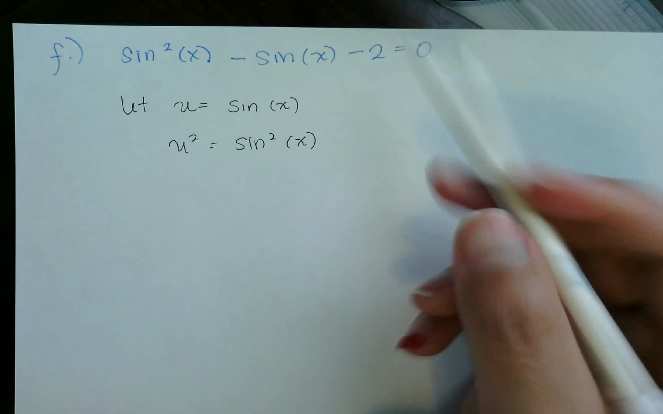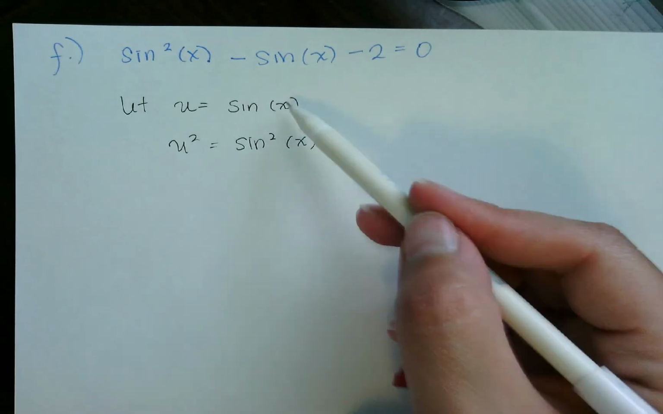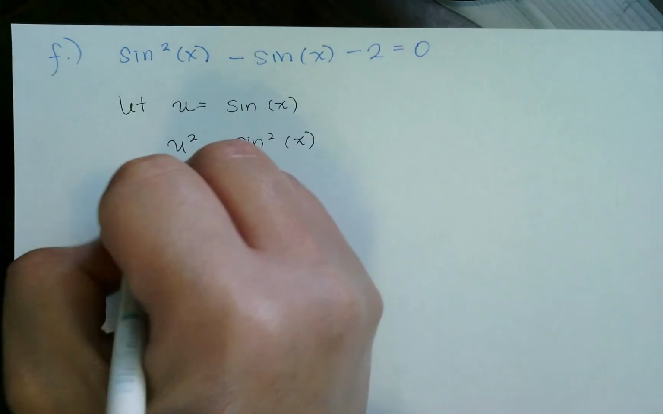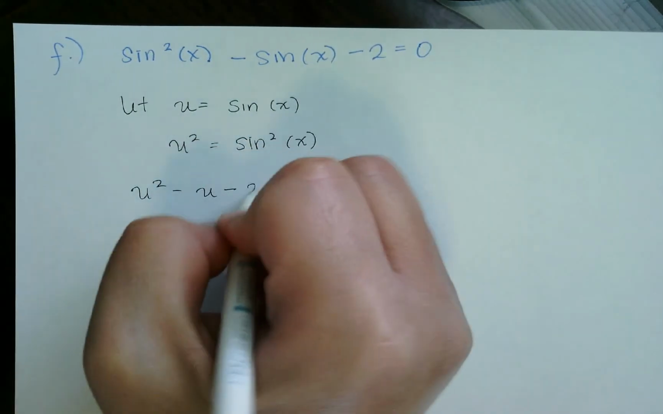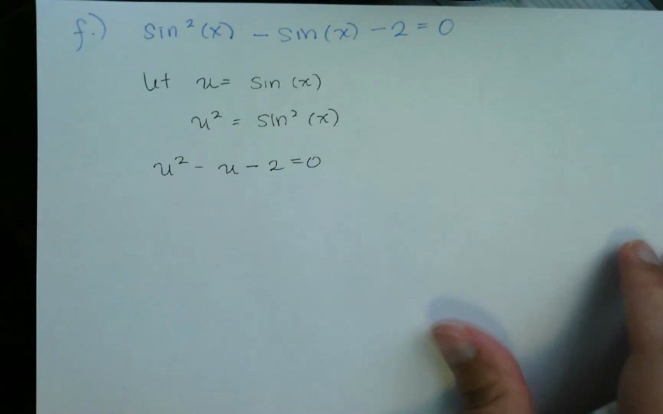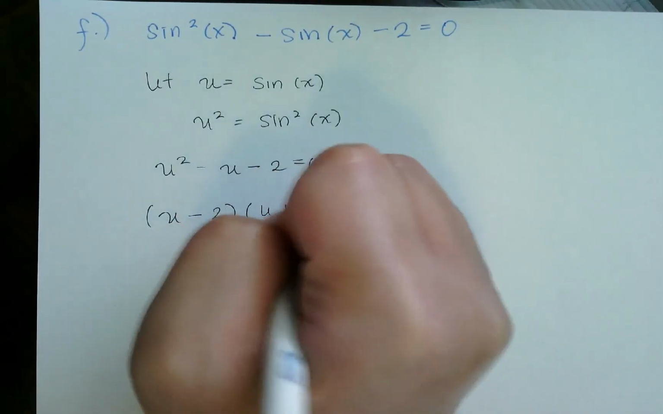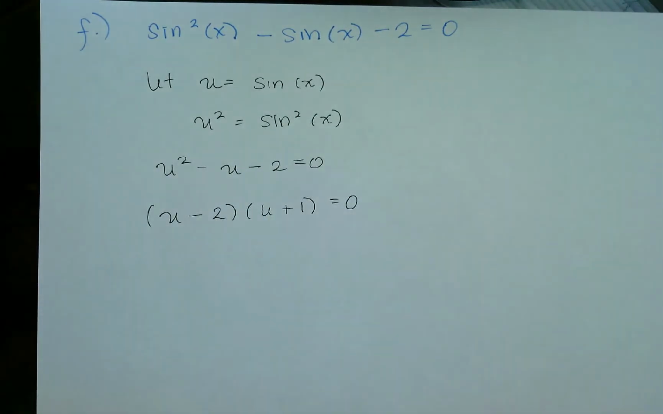So when we do u sub, we get u squared minus u minus 2 equals 0. Now we can factor. God forbid we have to use the quadratic formula. Make sure you factor right. u minus 2, u plus 1. u equals 2 or u equals negative 1.